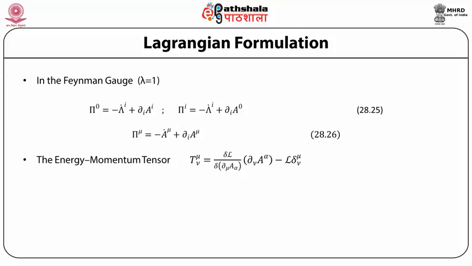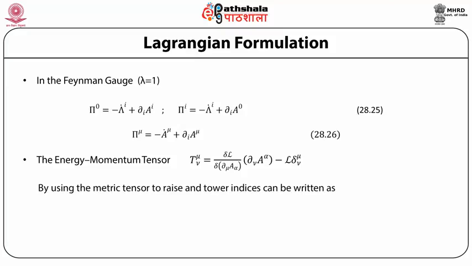The energy momentum tensor T^{μν} is equal to ∂L/∂(∂_μ A_α) times ∂^ν A_α minus the Lagrangian times δ^{μν}. By using the metric tensor to raise and lower indices, it can be written as T^{μν} is equal to ∂L/∂(∂_μ A_α) ∂^ν A_α minus g^{μν} L.